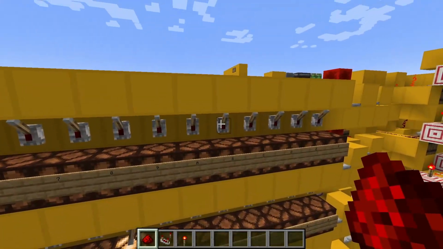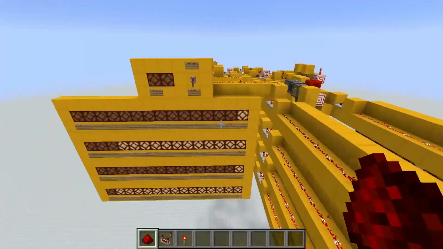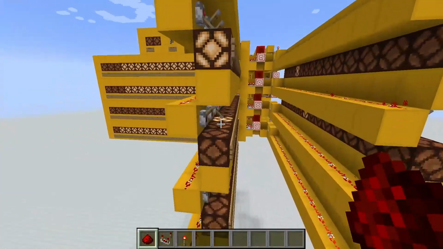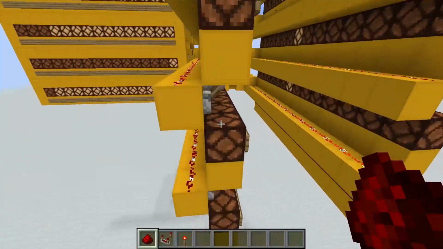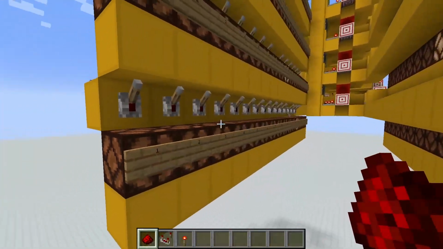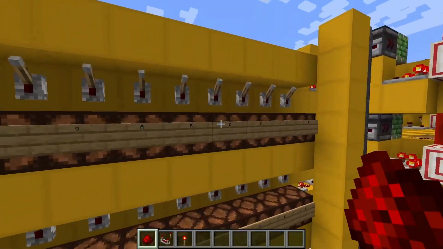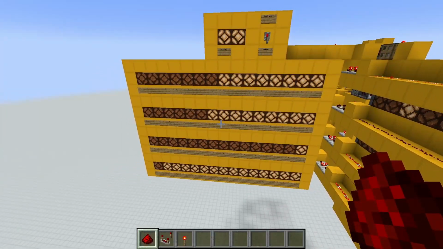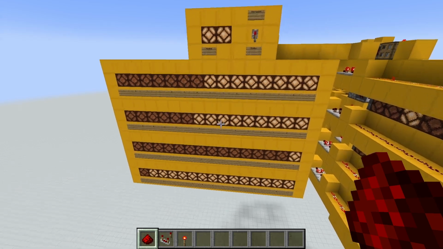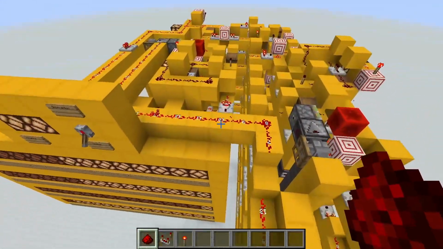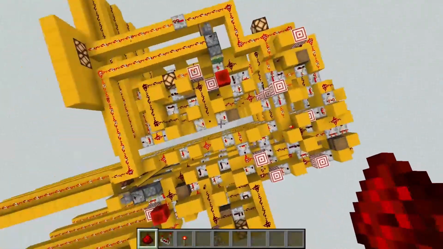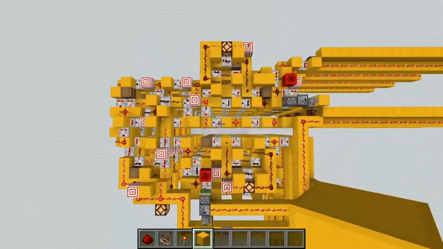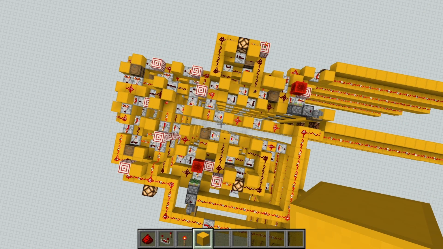Or if we add an input here, or maybe we remove this one and add this one instead, you can see it takes about a second to compute the result. I'm sure you could make this faster by using comparator priming or another technique, but this is what I have right now.